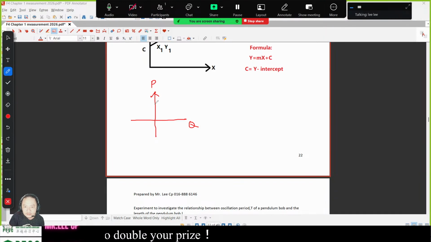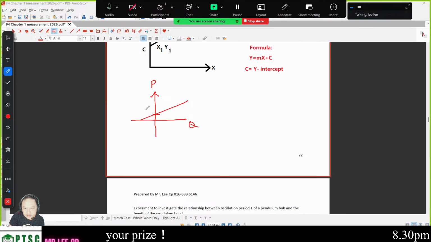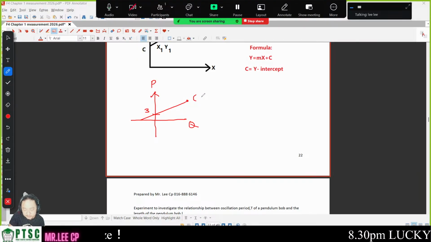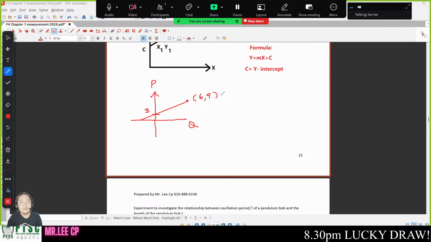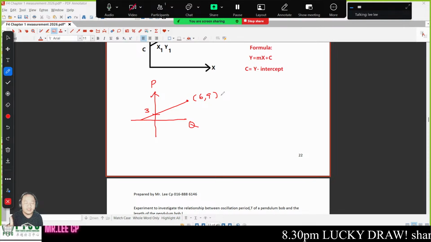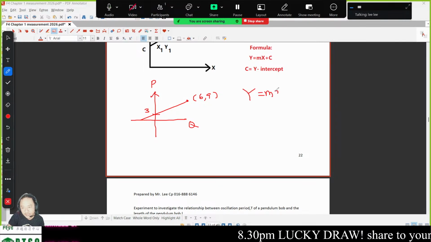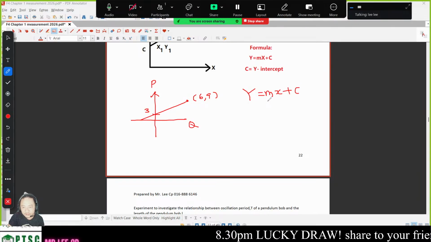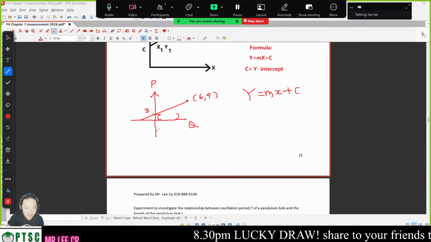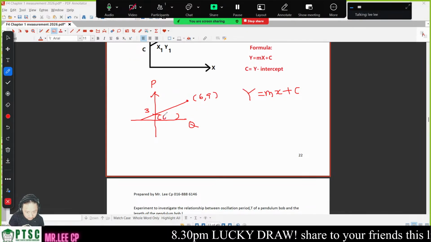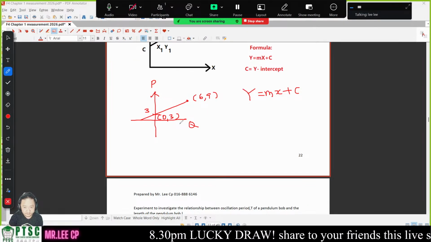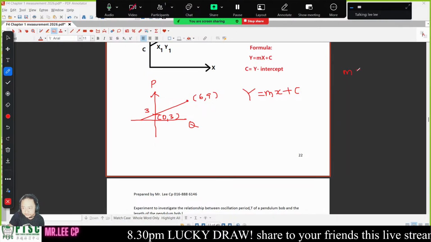Okay, now let's say this way, 3. There is a coordinate, for example, 6, 9. Okay, so now I want to write this formula. So this formula is y equals mx plus c. So I need to find the m first. At the y-axis, x is 0, so this coordinate is 0, 3. So I want to find the m first.